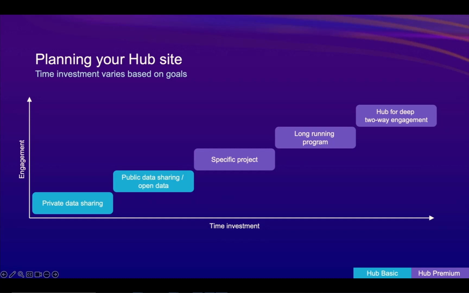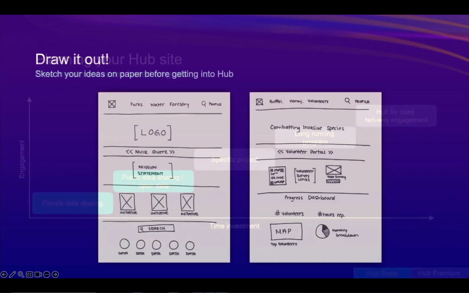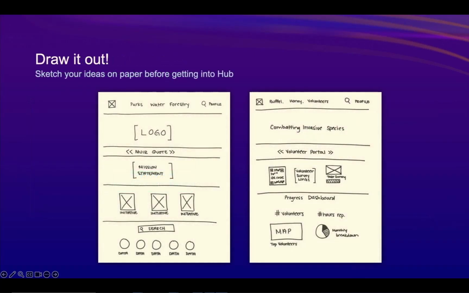So again, having a clear idea of what your goal is critical to help keep in mind and inform the level of maintenance and governance that you will need for your hub. And last, again, before you get into the app, sketch it out. So draw your ideas out on paper before getting into the application itself. And yes, I really mean putting pen to paper like I was doing here before I created this site.